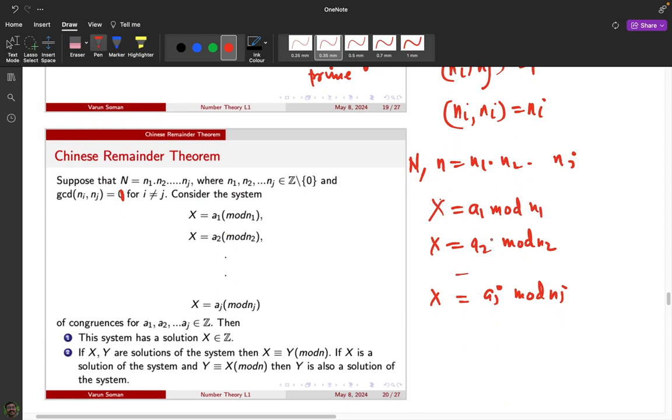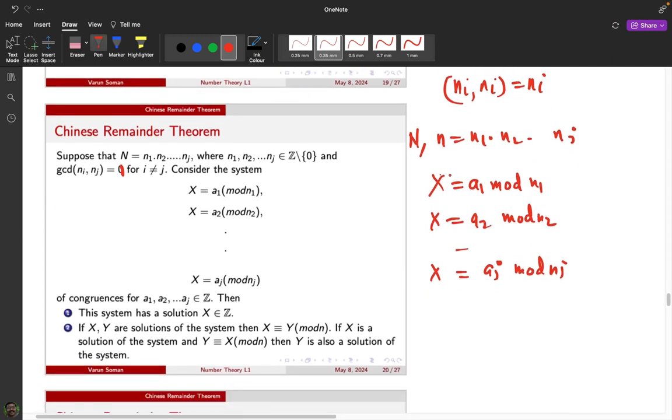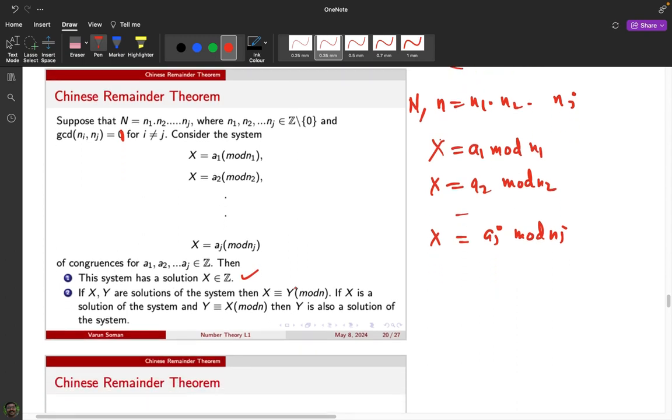What the Chinese remainder theorem says is that according to the conditions of the setting, that is if your ni's and nj's are relatively prime, then there will be an integer solution to the system. We will prove that now. Additionally it says that if x as well as y are two numbers which satisfy all these congruences, then x and y will be congruent to each other modulo n.